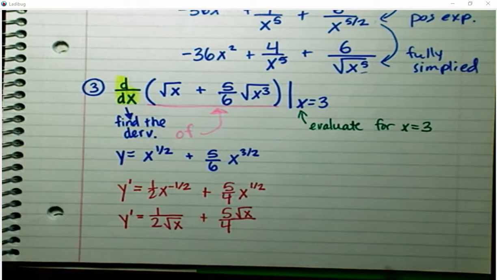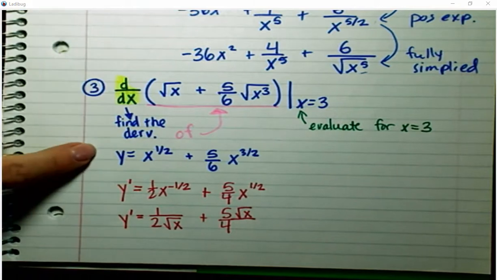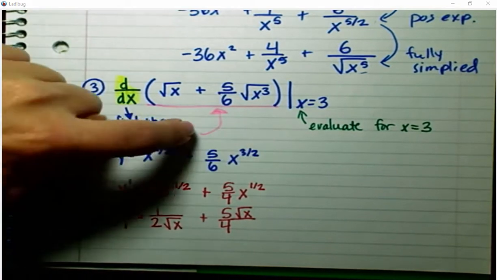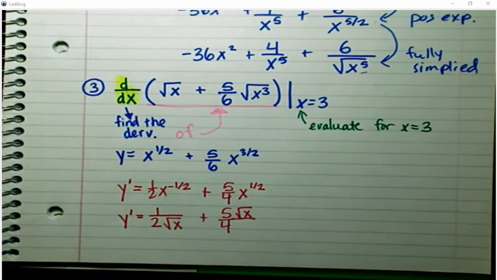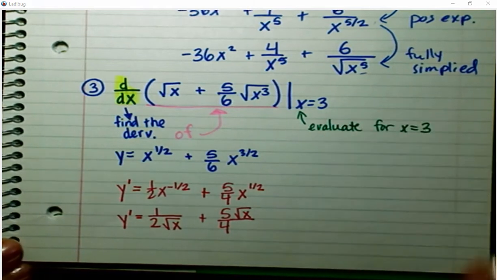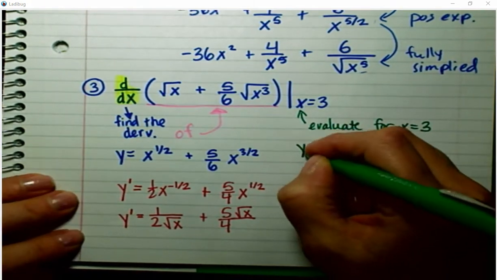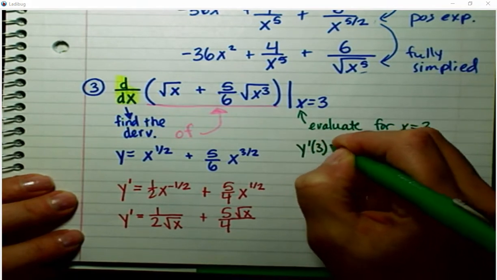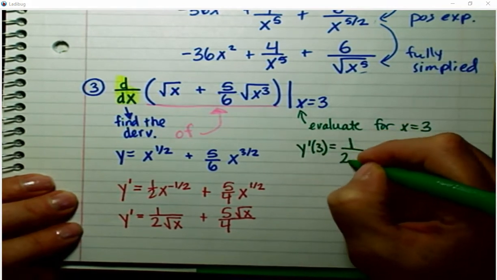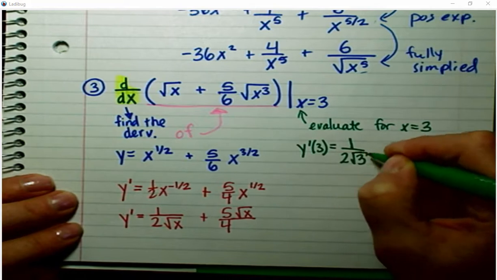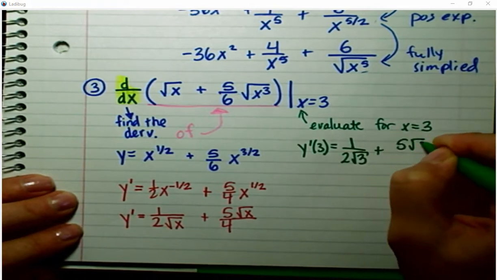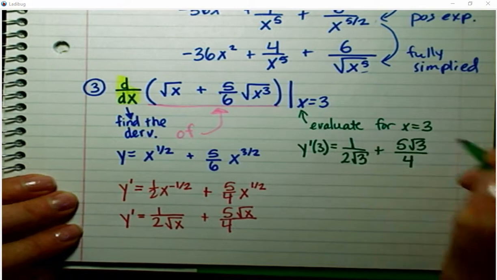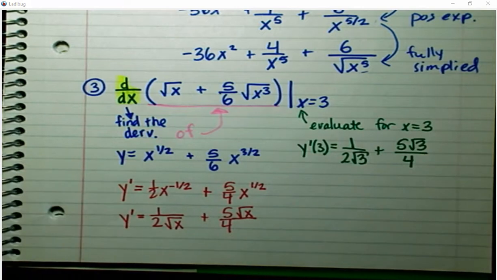All right. So we've done the first step, right, where we figure out what my y equals. We've actually done the derivative. Now I have to plug in 3. Okay, so I'm just going to come up here and do it in the second column. So y prime of 3 equals 1 over 2 root 3 plus 5 root 3 over 4. Boom. The directions say simplify it, put it together.